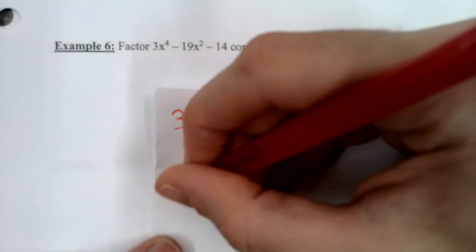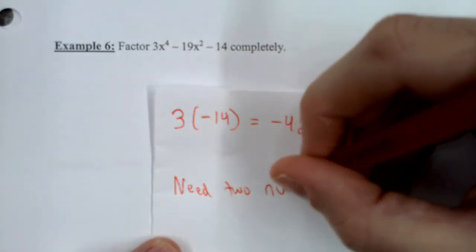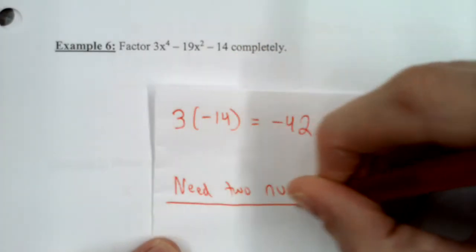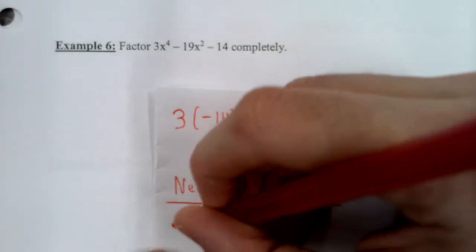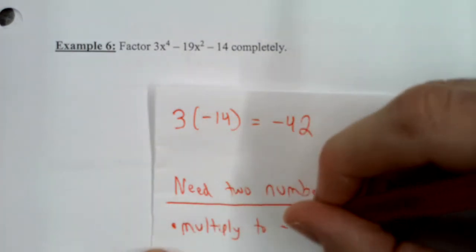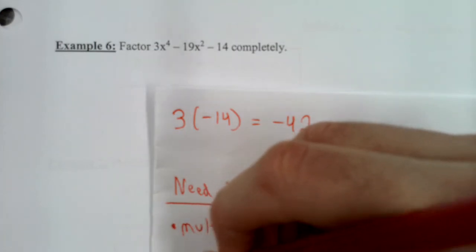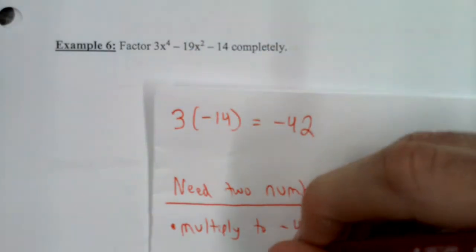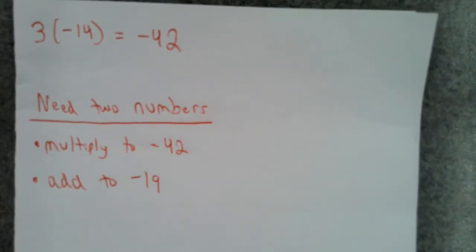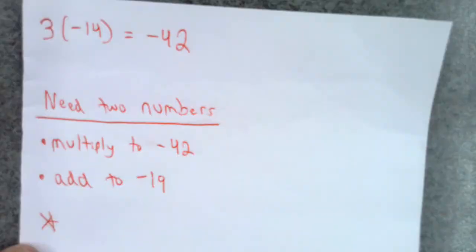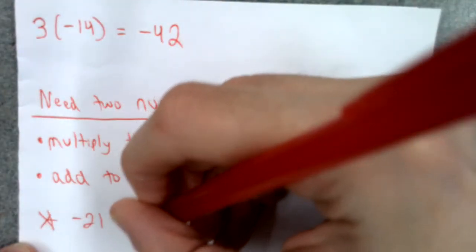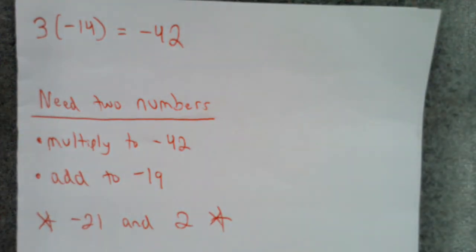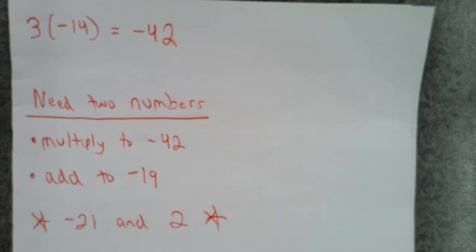Now you need two numbers. Those numbers must multiply to the aforementioned negative 42. They have to add to the negative 19 in the middle. So think about what those numbers are. It's going to be negative 21 and 2. So what I do is I'm going to replace the middle term with those two numbers, like this.